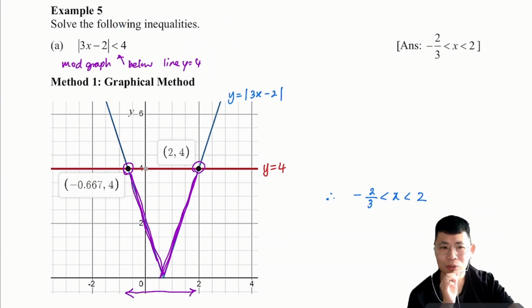Okay, so the graphical method is fairly straightforward. I think you can use your GC to get the graph out, and you can get the intersection. This method is what we call the two graph method, where we draw two graphs and get the intersections, and after that we look at the region where the graph is either above or below.